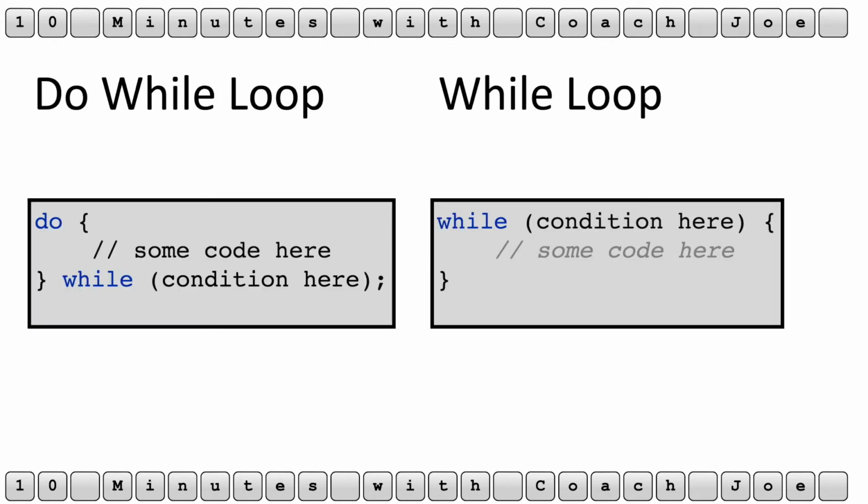Let me show both the do while and while statements. Notice the do while loop has a condition after the code block, and the while loop has a condition before the code block. The do loop will always execute the code block one time. The while loop may or may not execute the code block.